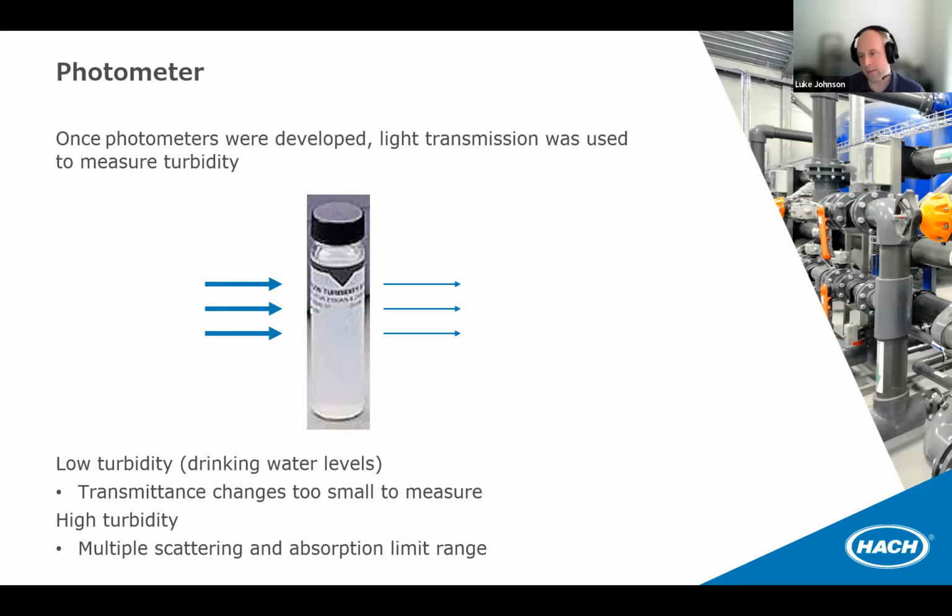The reason for that is that the changes in the transmittance of the light shining through here are really small for very low levels of turbidity. So it's really hard to measure with a transmission measurement. And on the other end of the spectrum, for very high turbidity samples, multiple scattering across particles really doesn't let very much light through at all, so it's really hard to see that on the other side as well. So this measurement is really only good for a minimal range of turbidity values.